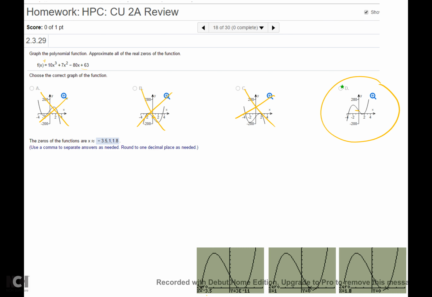Alright, I've got 1 zero at negative 3.5. You get an x-intercept when y is 0. This 3e negative 11 means 0.0000000000 and a 3, which for all intents and purposes is 0. So I've got 1 zero at negative 3.5, I've got 1 at 1, and I've got 1 at 1.8. Okay?